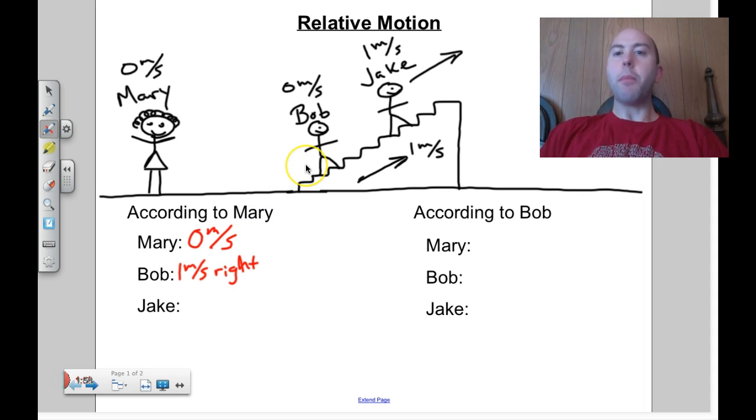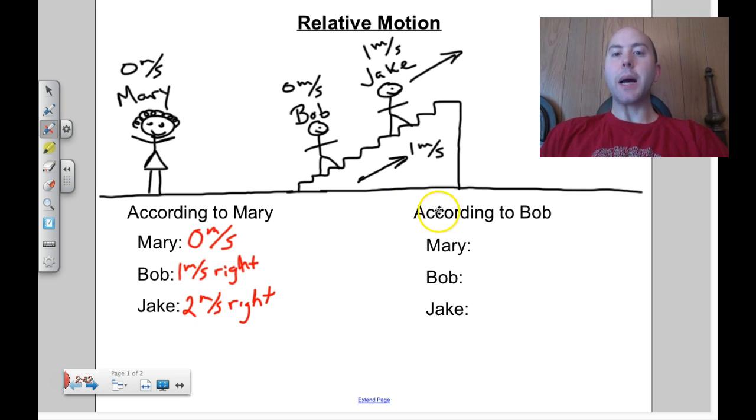Even though Bob's just standing on the escalator, because the escalator is moving 1 meter per second, you have to take that into account. So Mary's saying Bob is getting further and further away, 1 meter per second to the right. Jake is moving away from Mary, according to Mary, at 2 meters per second to the right. The reason it's 2 is the escalator is going 1 meter per second to the right, and Jake is also going 1 meter per second to the right. So when you combine those two, it looks like Jake is moving 2 meters per second. So according to Mary, this is how fast each person is going.